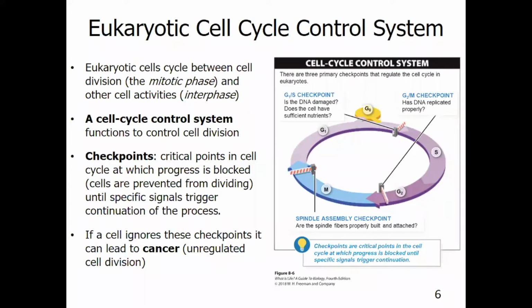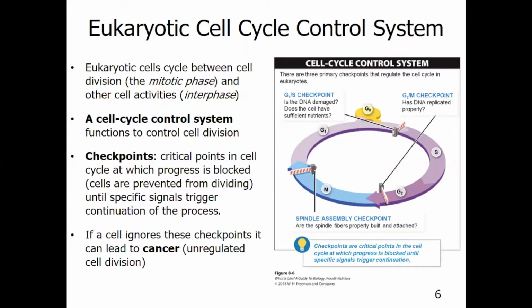Here in figure 8.6, we're looking at an overview of the eukaryotic cell cycle. We see that it looks like a circle, and arrows indicate that it moves in a clockwise manner. Most of this circle is taken up by this purple arrow, and this purple arrow is representing a stage of the cell cycle called interphase. Here in blue, we are looking at the mitotic phase. So M here stands for mitosis.